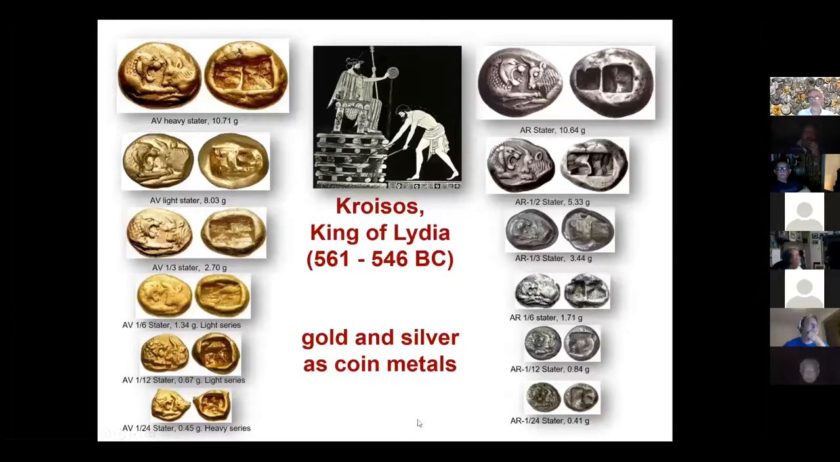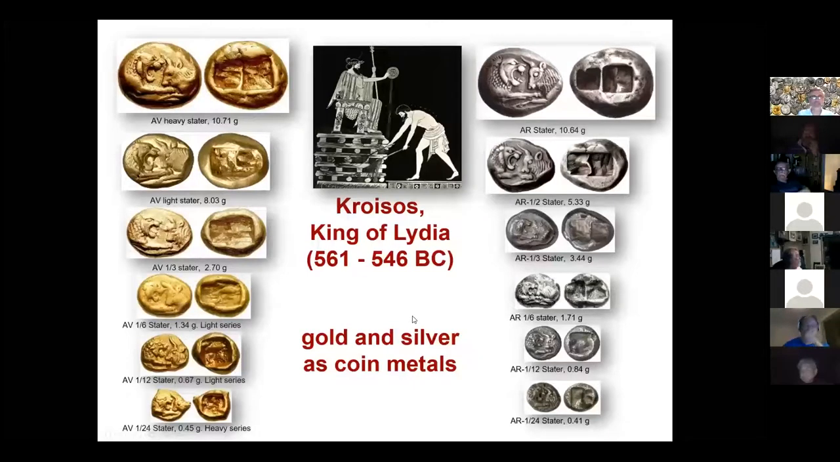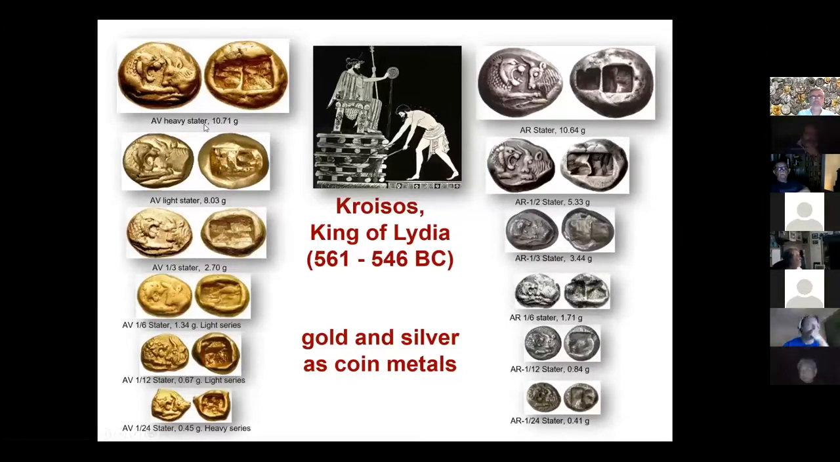8.3, 2.70, 1.34, 0.67, 0.45. There are smaller ones too. And the same is true for silver. There are smaller ones. And the image changes with an addition of the forepart of a bull facing a roaring lion on both silver and gold coins.